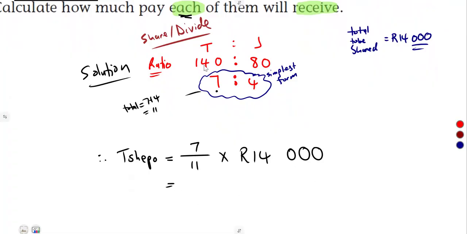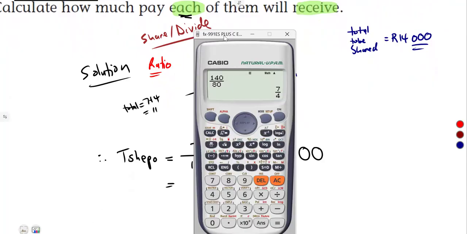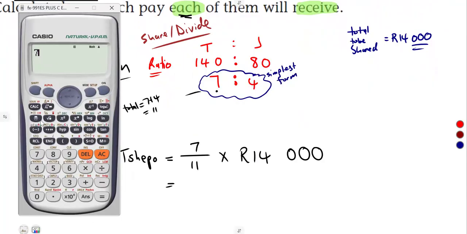So even if you used 140 and 80, you're going to have the same answers. Do not worry about that one. You're going to have the same answers at the end. 7 over 11 times 14,000 is going to give us this as a fraction.